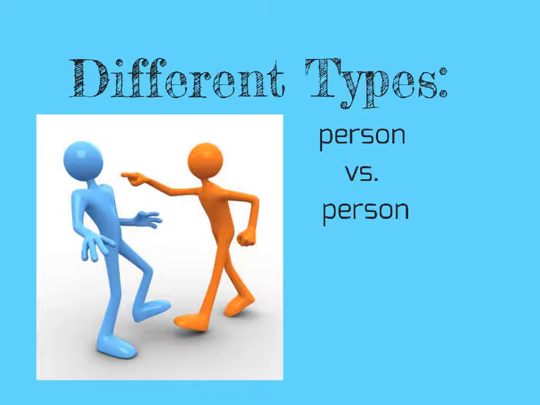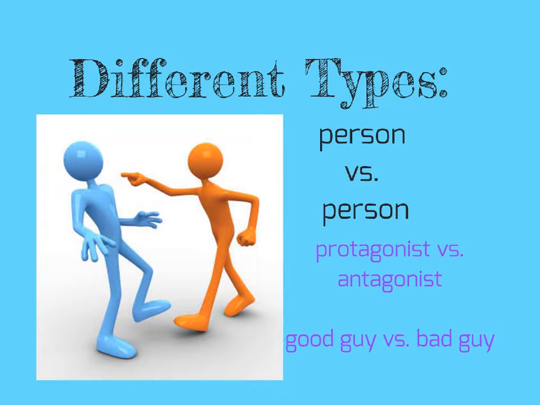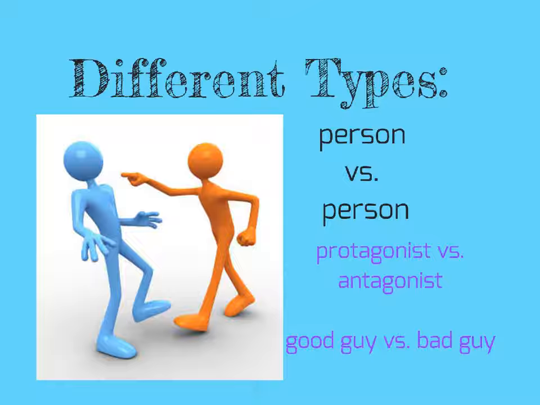The first of those being person versus person. So person versus person conflict, you normally have a protagonist in the story, and a different person or an antagonist might be working against them or causing problems or conflicts for them. So sometimes it's called the good guy versus the bad guy, protagonist versus antagonist, person versus person.